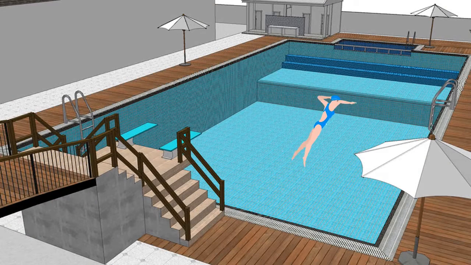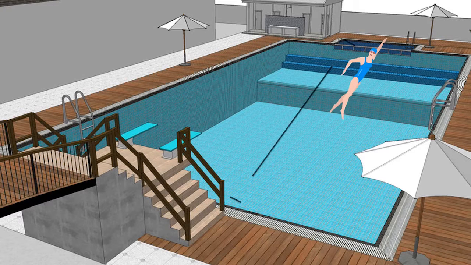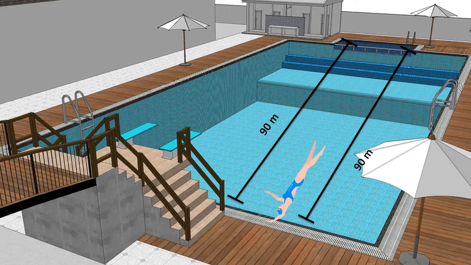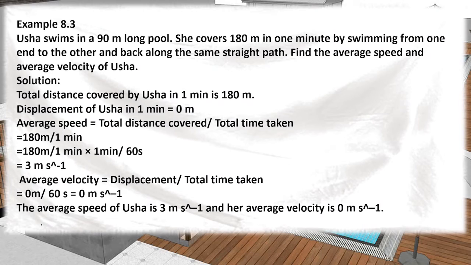Let us understand the question given below. The question is, Usha swims in a 90-meter long pool. She covers 180 meters in 1 minute by swimming from one end to the other and back along the same path. Find the average speed and average velocity of Usha. Solution. Total distance covered by Usha in 1 minute is 180 meters. Displacement of Usha in 1 minute is 0 meters.